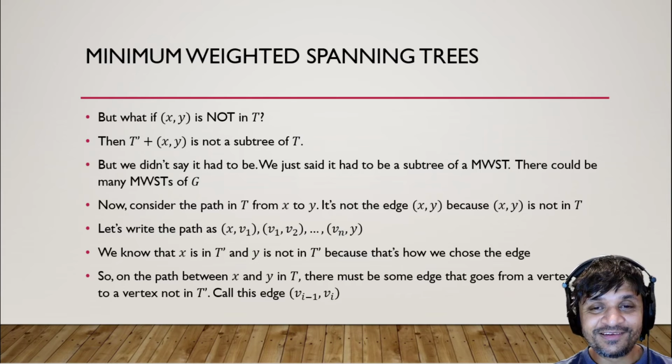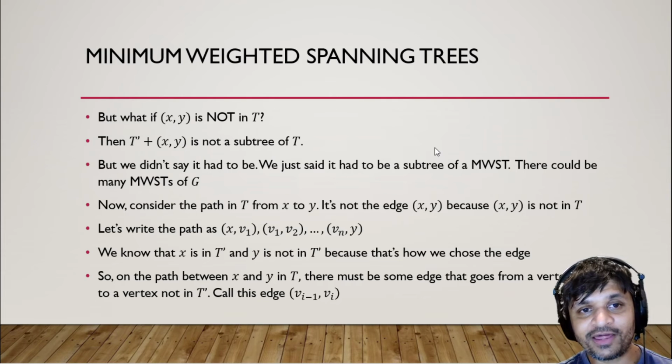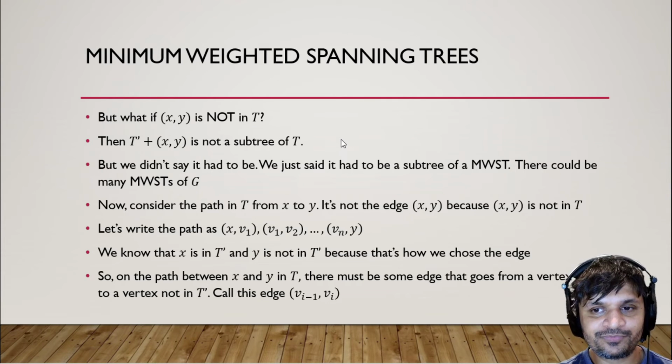We just said it had to be a subtree of a minimum weighted spanning tree. Okay, so the cool thing is that even though it's not a subtree of T, it could be a subtree of a minimum weighted spanning tree because there could be other minimum weighted spanning trees. Okay, so what we're going to try to show is that T prime plus xy is a subtree of some other minimum weighted spanning tree.